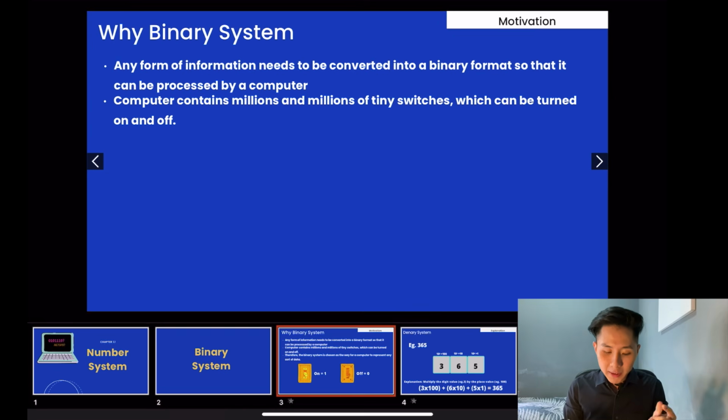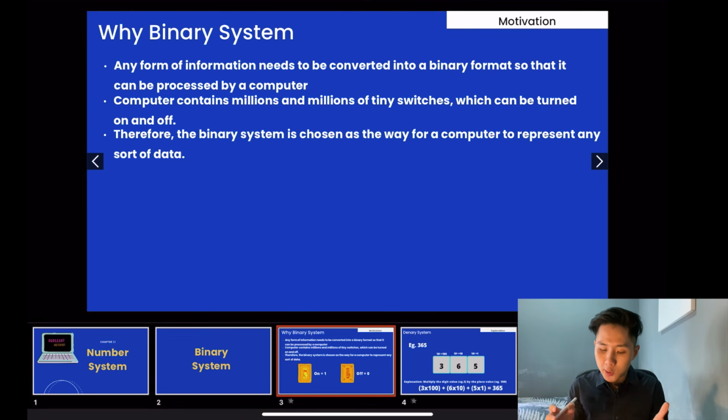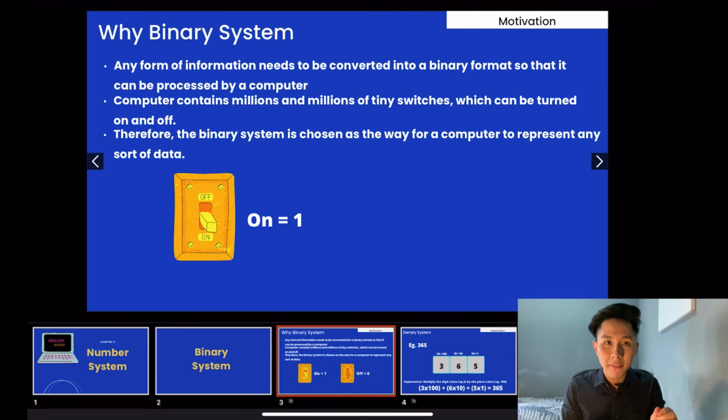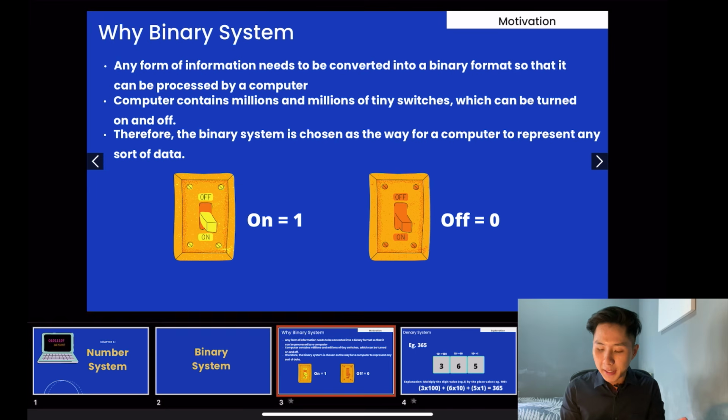So let me explain. Therefore, the binary system is chosen as the way for a computer to represent any sort of data, in which when we turn on the switch, it means the value 1. And when we turn off the switch, it represents the value 0. Therefore, in the binary system, there are only two possible values, 0 and 1.